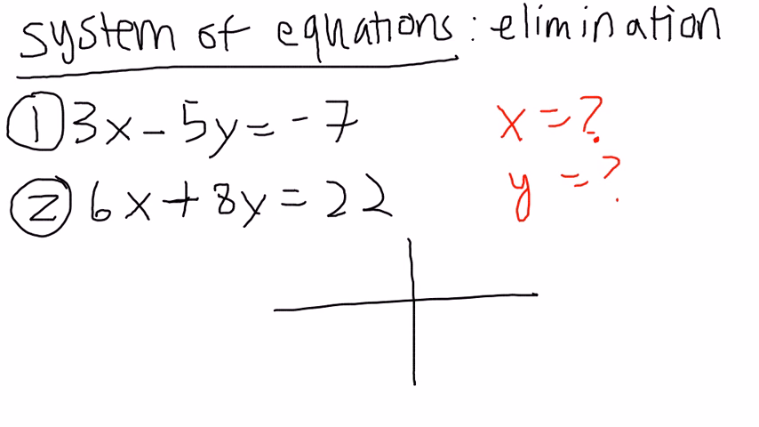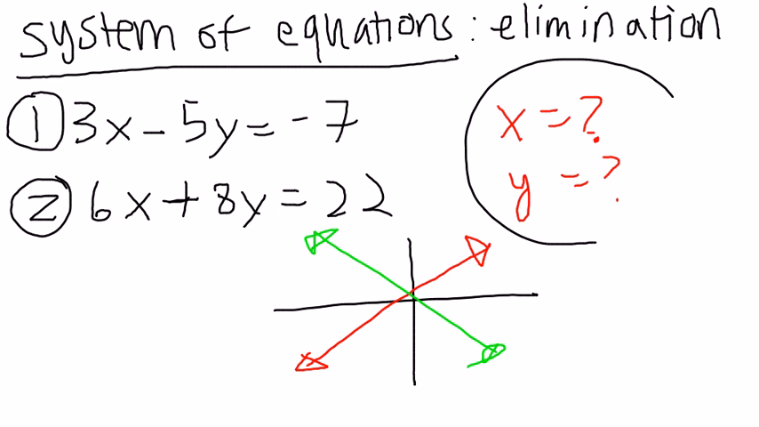let's say the first line looks like this, and the second line looks something like this. Where is the solution that we're finding? Where is this x and y that we're finding? Well, it's right here, right at that intersection point, if it ever intersects. This is the solution we're looking for. And whenever it says solve a system of equations, it means you're just looking for this point right here.